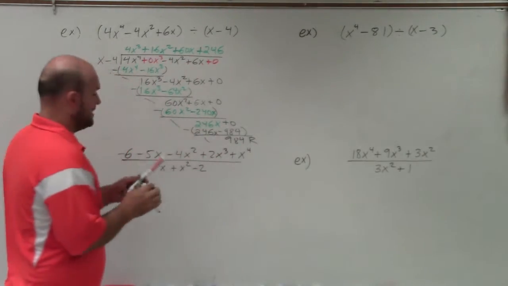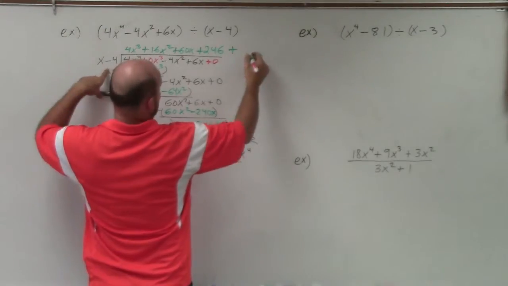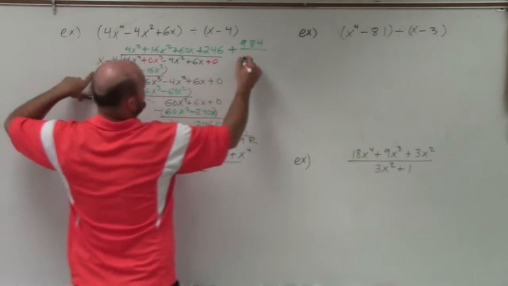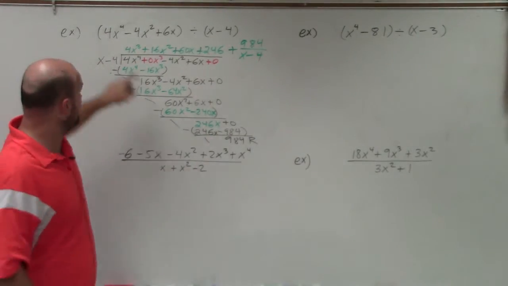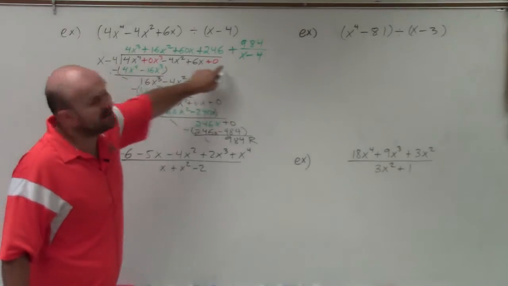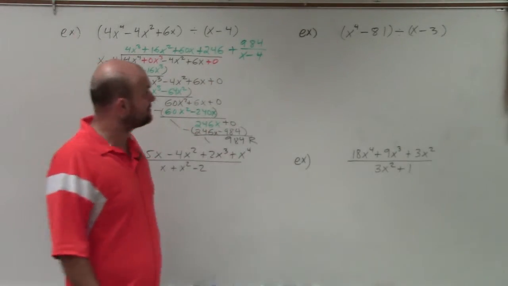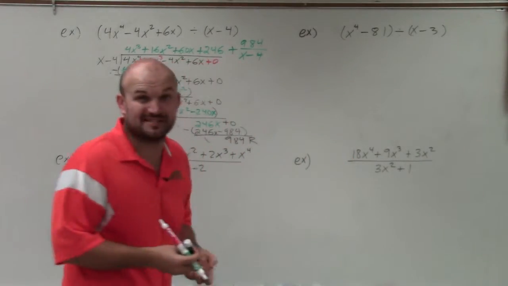Which is going to be our remainder. Again, to take our remainder, we can simply add it to our quotient and say our remainder of 984 divided by our divisor, which is x minus 4. So that's what we do with our divisor. Therefore, our divisor does not evenly divide into our dividend. But that at least is the step-by-step process that you're going to want to take. OK. So in our next example, you can see we have a lot of missing terms, right?